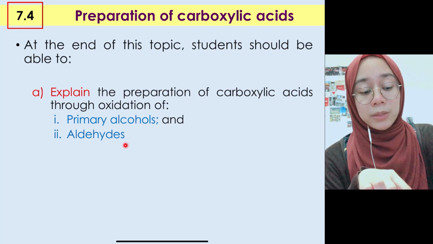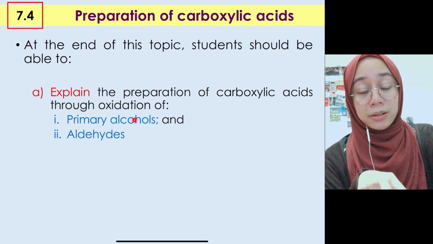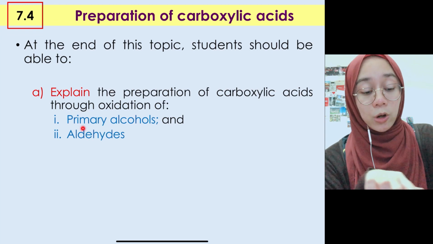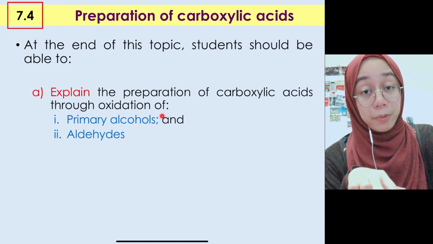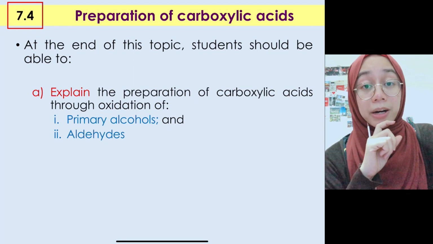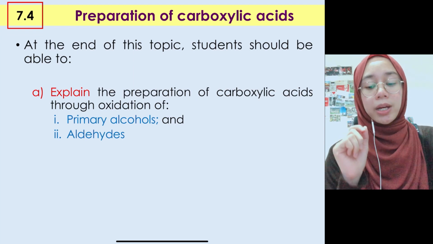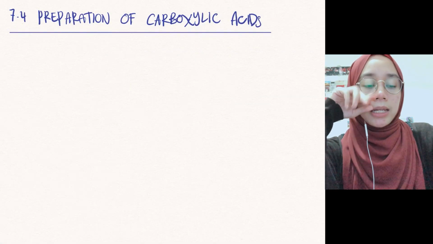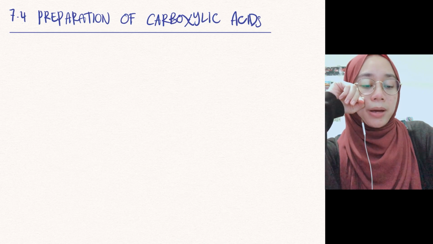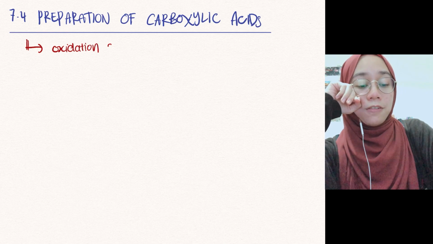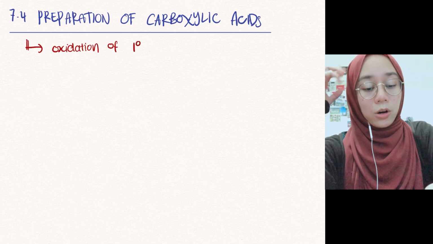In the alcohol notes, Miss thinks you can look at both, specifically at the oxidation of primary alcohol section. Okay, please look at the oxidation of primary alcohol. So let's revise on the oxidation part now. Okay, so how do we prepare the carboxylic acid? Basically, in order for you to prepare the carboxylic acid, it is through the oxidation of what again? Oxidation of specifically primary alcohol.